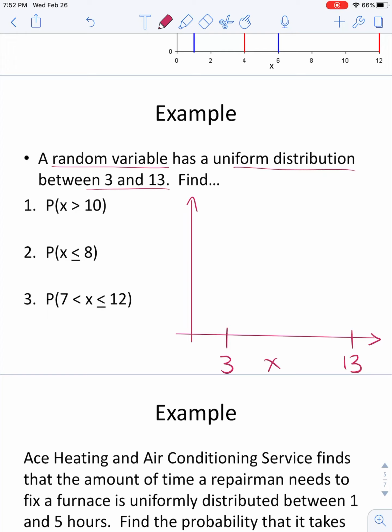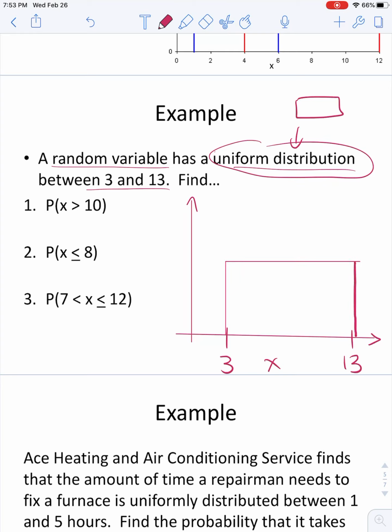We don't know how tall the rectangle is going to be, but when they say uniform, that means rectangle. So I'm going to draw a rectangle from 3 to 13. I don't know, however, how tall it's supposed to be. What I do know is it is bounded, or the area is 1.